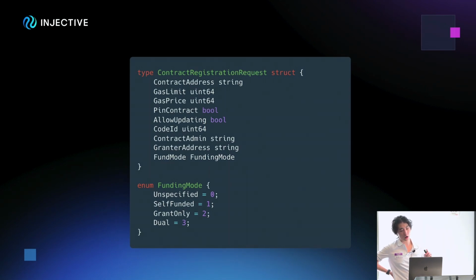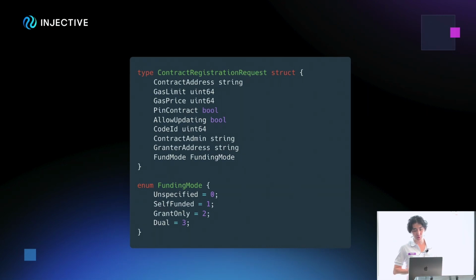Grant only, which means the contract will execute if its associated allowance covers for it, provided by the grantor address within a contract registration request. And dual, which is basically both. It will prioritize spending its allowance's funds. In the case the allowance cannot cover for execution, it'll just use its own funds instead.